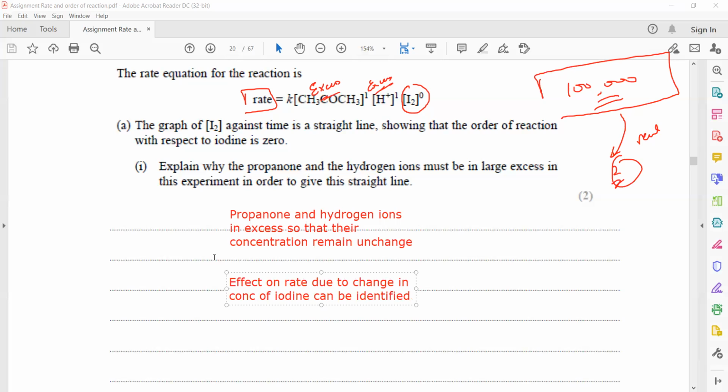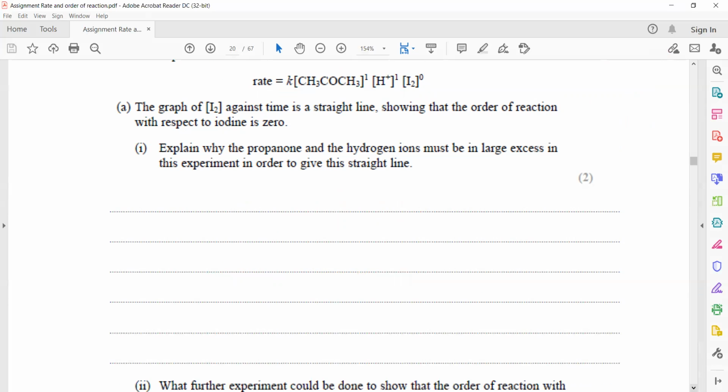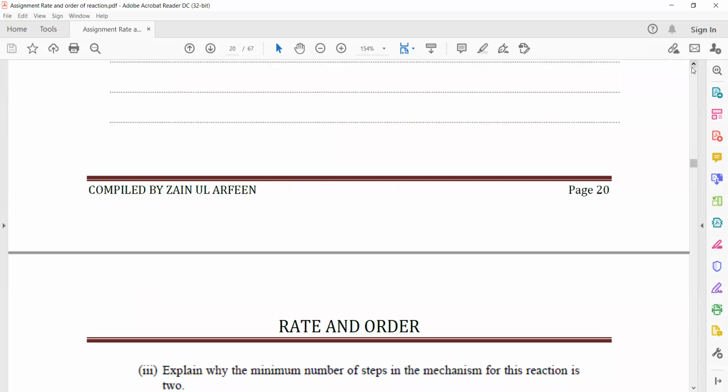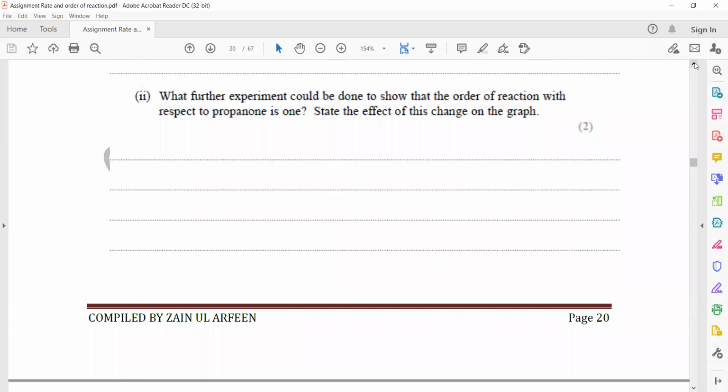Is it clear? This part, A1. Yes, sir. So whenever we want to find the effect of one reagent, we keep the other reagents in excess, or more than enough, so their change in concentration does not have any effect on the rate.